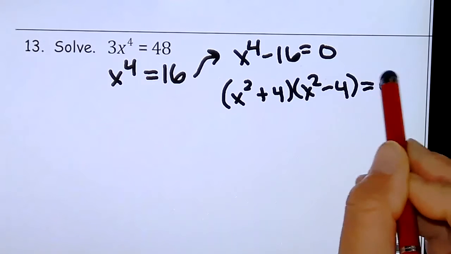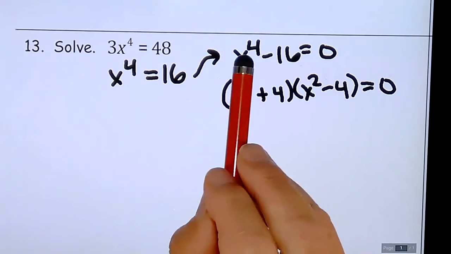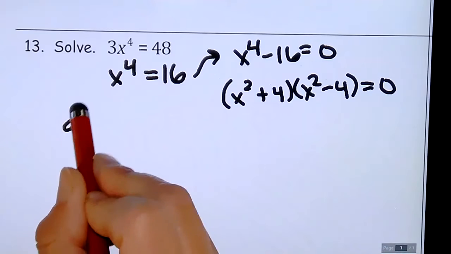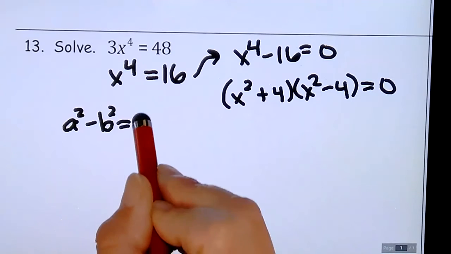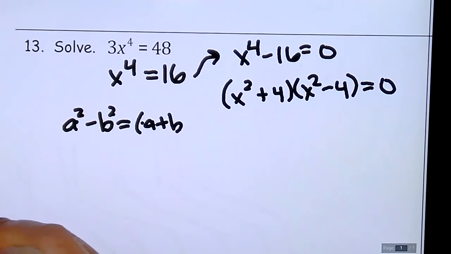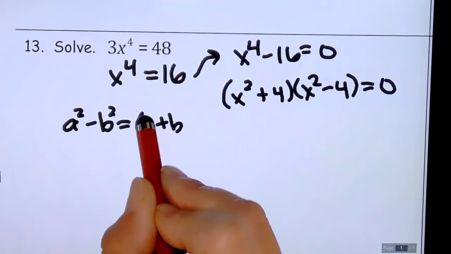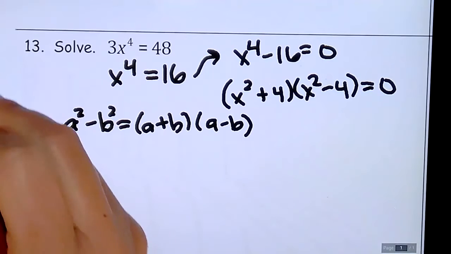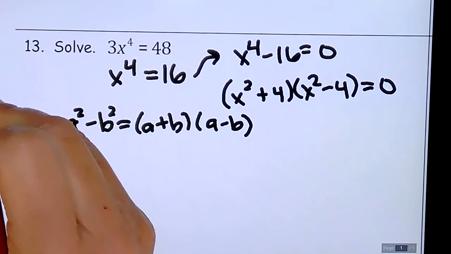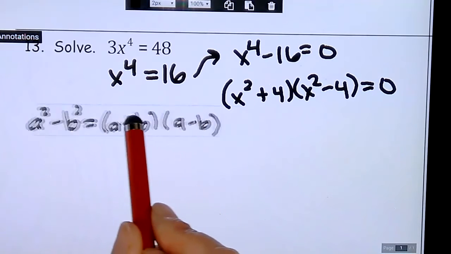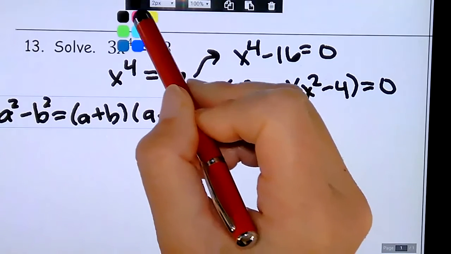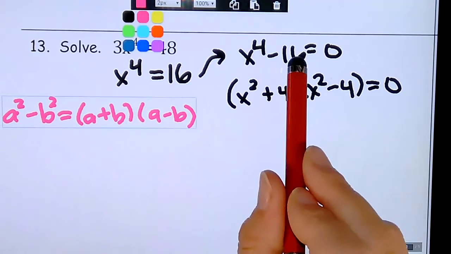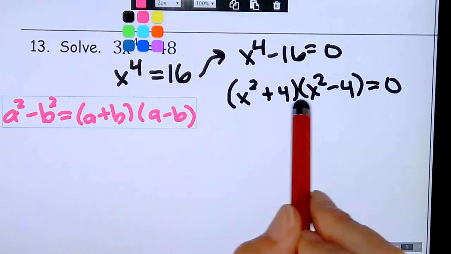You want to be able to recognize those things, okay? So here, again, that x to the 4th minus 16, it is really just a squared minus b squared equals a plus b times a minus b, okay? That is really what difference of 2 squares is, okay? And let me just change that color. So that's the formula for difference of 2 squares, and that's what I have here, a square minus a square. So I get x squared plus 4, x squared minus 4.